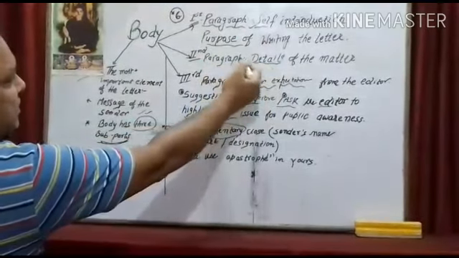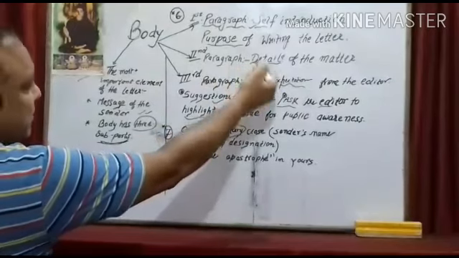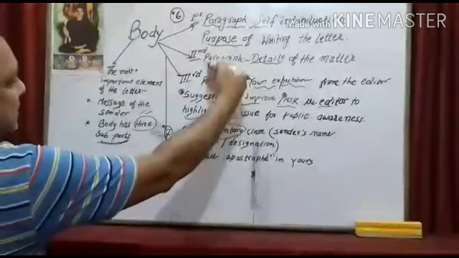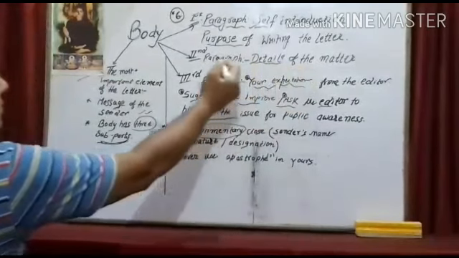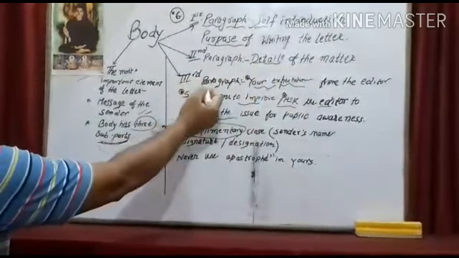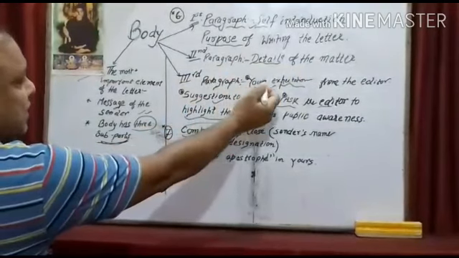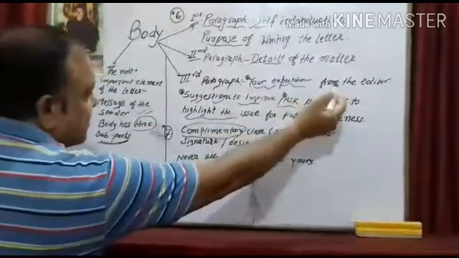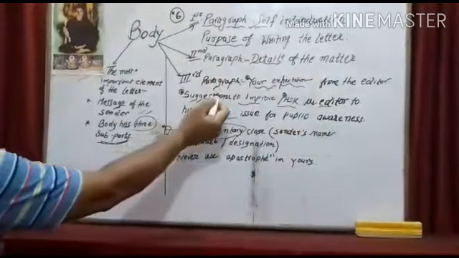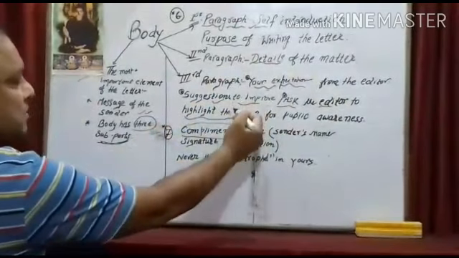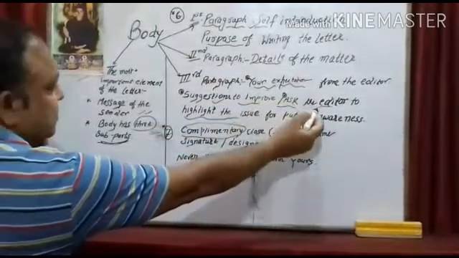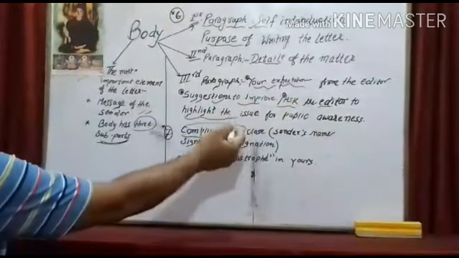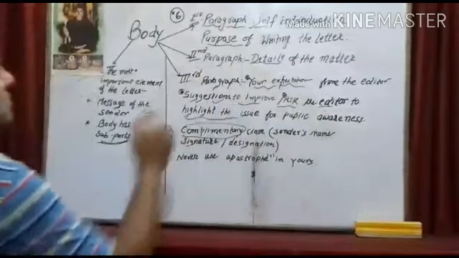Why do you need to write? What message do you want to convey to the editor? Details of the matter. And the third paragraph includes your expectation from the editor, suggestions to minimize the ill effect of the social problem, and asking the editor to highlight the issue for public awareness.